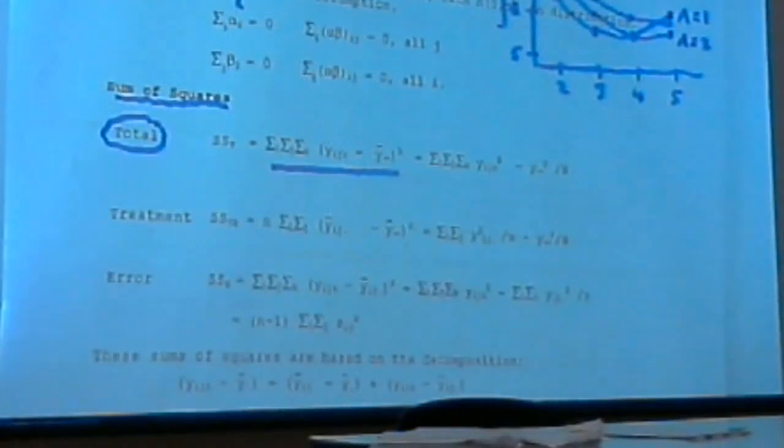Then we have sum of squares treatment. What's that all about? Well, basically what this is going to do is to focus on the cell means in the ij cell, the difference to the overall mean, square those, add it up, and get the factor of n there. So this is the sum of squares treatment.